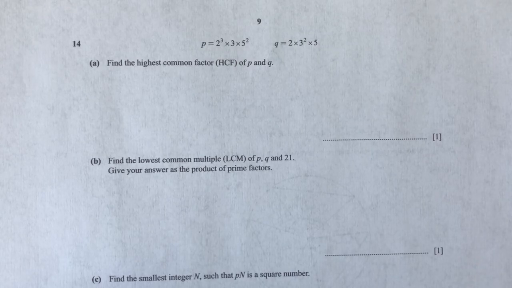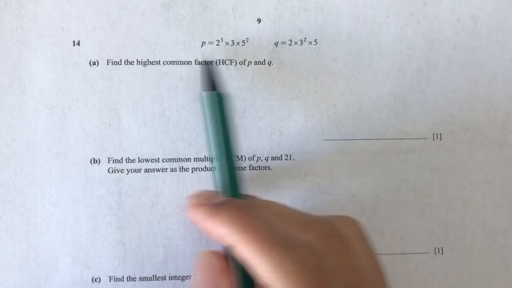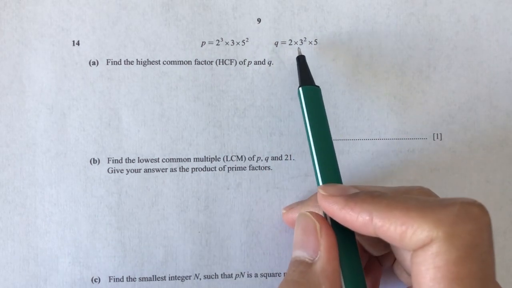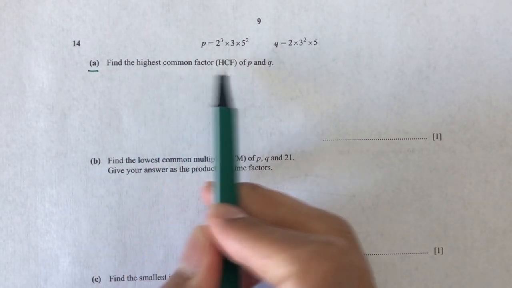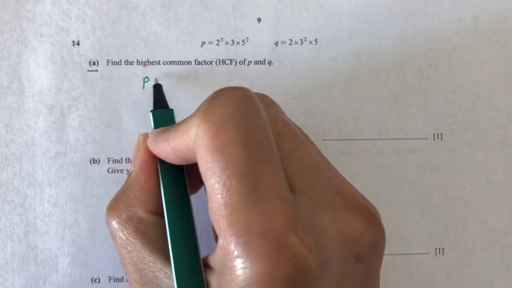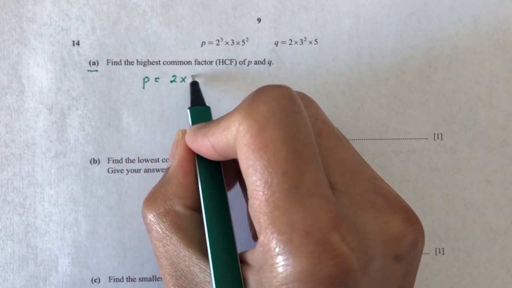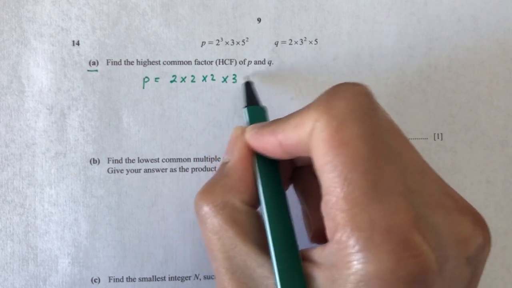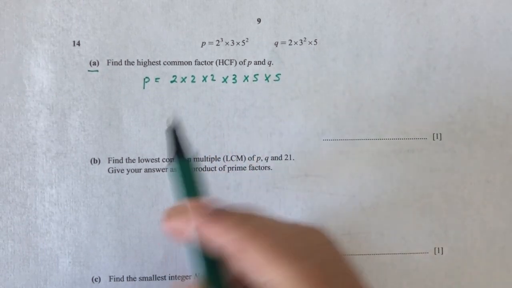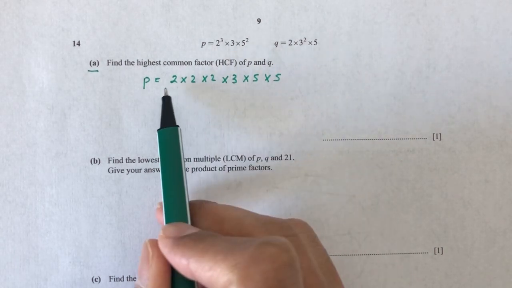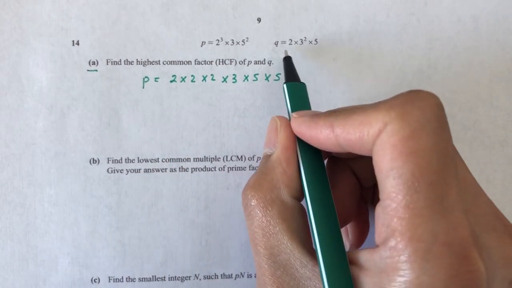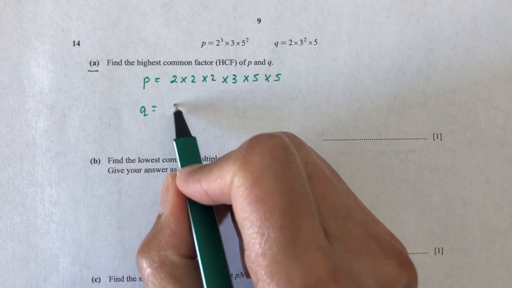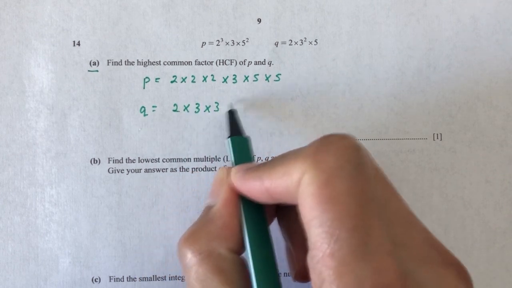Question number 14, we have P equal to 2 power 3 times 3 times 5 power 2, that's P. And we have Q, which is 2 times 3 power 2 times 5, okay? So question part A, find the highest common factor of P and Q. So let's list down P and Q. So P is 2 times 2 times 2 times 3 times 5 times 5. It's the same thing, we just have expanded the powers into a product of its prime factors, okay? So now we have Q. Q is 2 times 3 times 3 times 5.